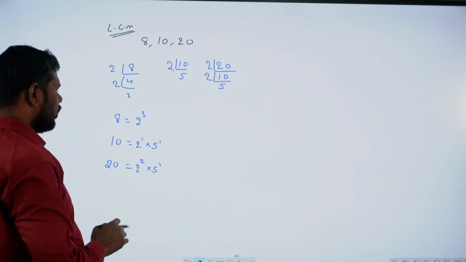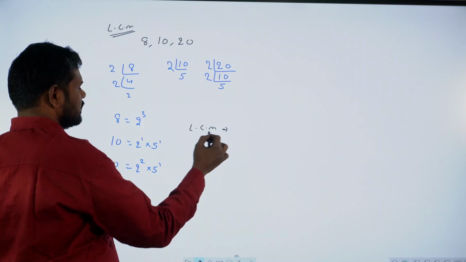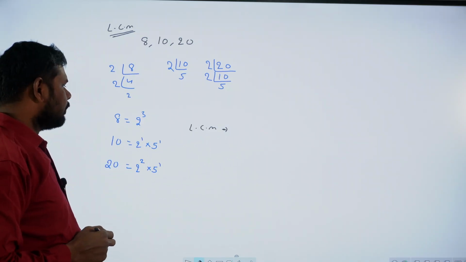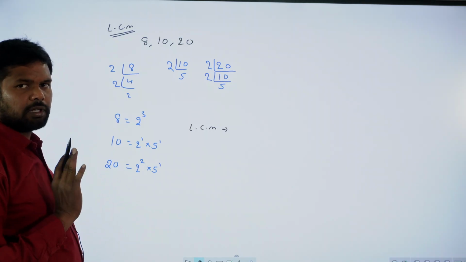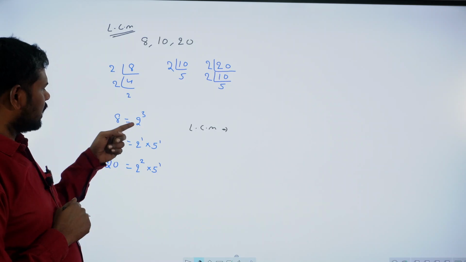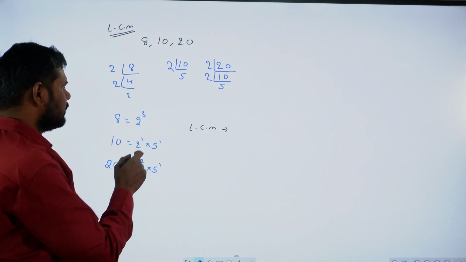Now I want to write the LCM of these three numbers. LCM is nothing but the product of all prime factors with the highest power. Just observe: here 2 power 1 is there, here 2 square, here 2 cube. Among the powers of 2, which is the maximum? 2 cube.